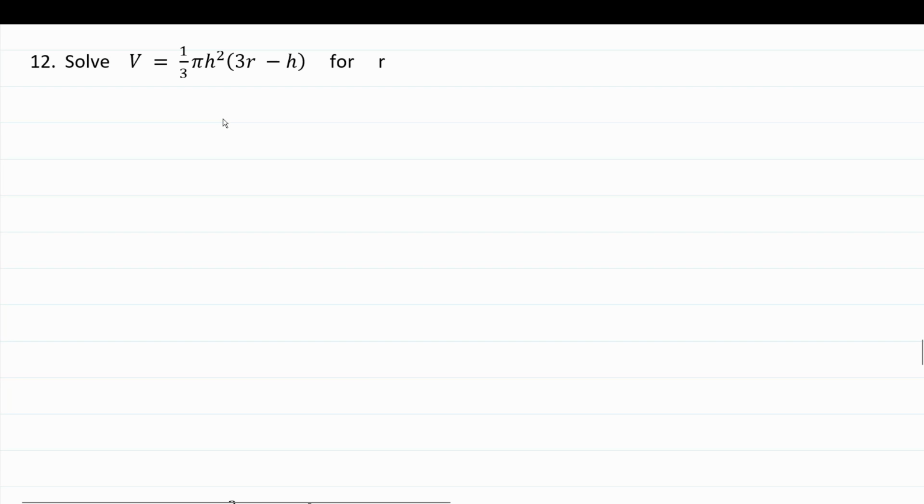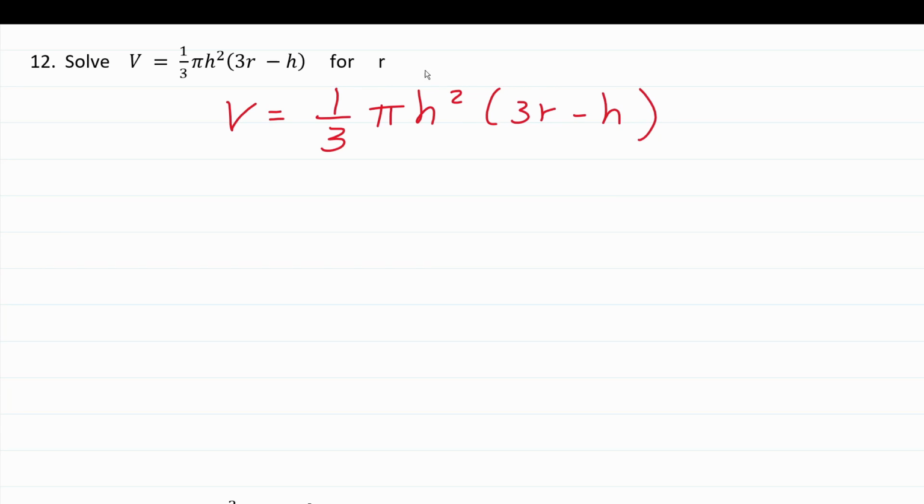Number 12 says solve V equals 1/3 pi h squared times 3 r minus h in parentheses for little r. All right, so let's go ahead and start by copying this one down. We have V equals 1/3 pi h squared 3 little r minus h. We want to solve for little r, which is right here in our equation. All right, the very first thing I'm going to do is get rid of this 1/3.